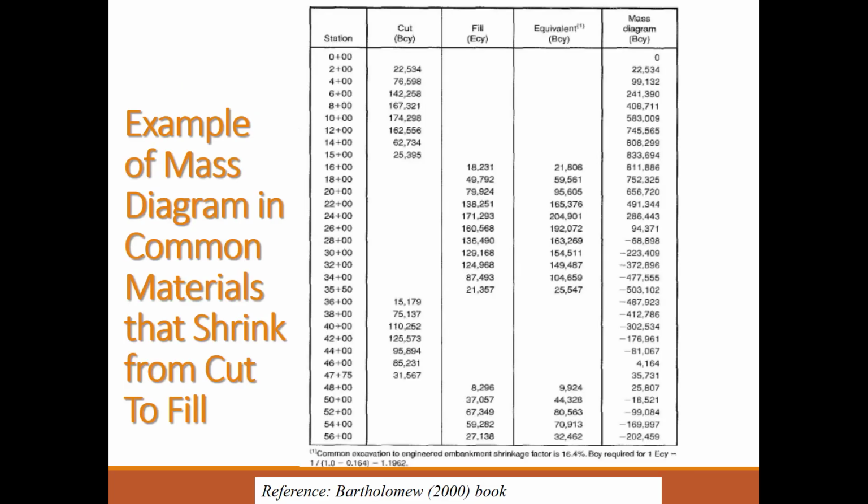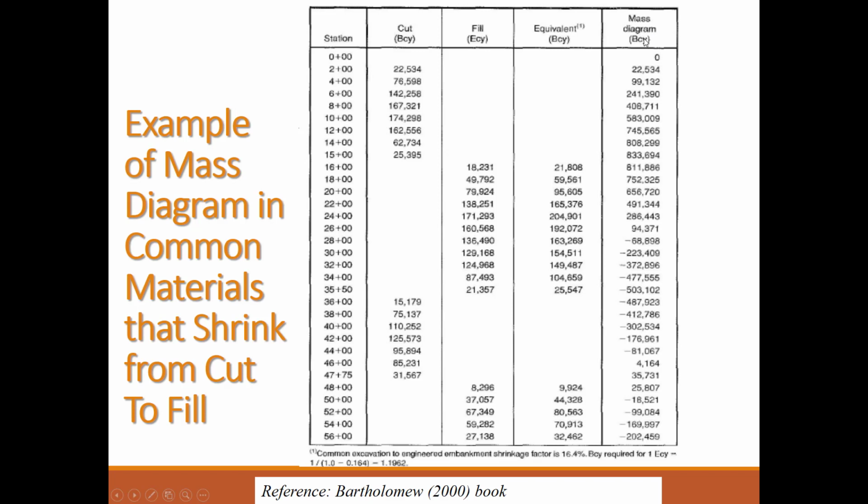We are going to be using an example, and in this example you can see from the table the normal cut and fill that we've used before when we were using the average end area method. This example is for common material that shrinks from cut to fill. So the very first column is our station. The second column is the amount of cut and the amount of fill in every single station. The third column is the equivalent bank cubic yard, which is determined by using the percentage shrink factor down here at the bottom to basically translate my embankment cubic yard to a bank cubic yard.